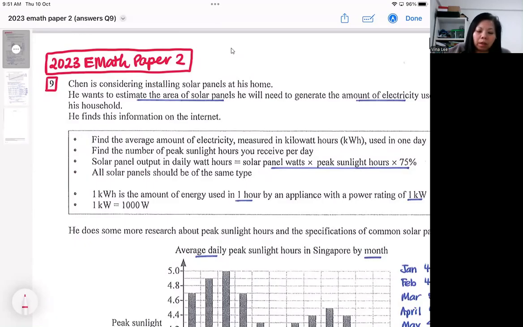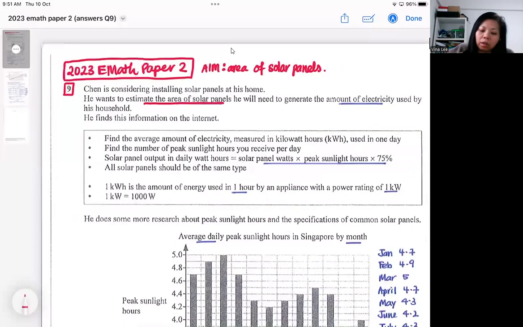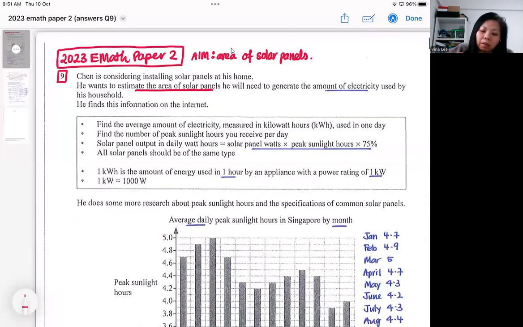For example, when I try doing it, I read, and then I make sure I know the ultimate aim. The ultimate aim is to find the area of the solar panel. Because if I'm going to put it in my house, I need to estimate how much area I will need for the solar panel. And the condition is the solar panel must be enough to generate the electricity in the household. So I need to make sure I have the space for the panel, and the panel must be able to generate the amount of electricity that I need.